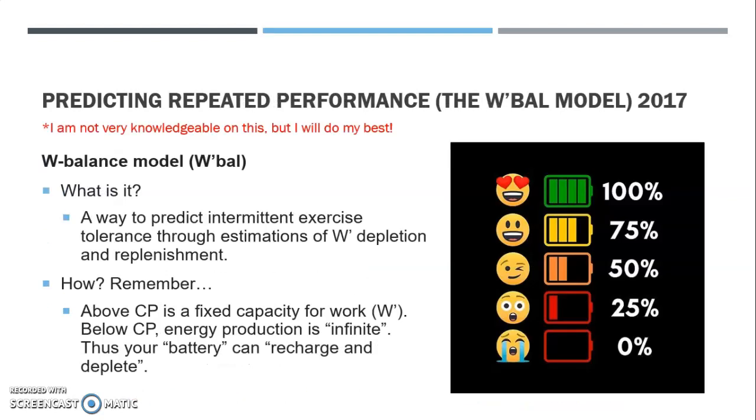So the next thing that's really cool is that we can not only predict one race or one session of a continuous workload, but we can also predict intermittent exercise tolerance through what's called the W balance model. This model, in a nutshell, to me, is basically giving us a way to predict the human battery and how it recharges and depletes at intensities above critical power.